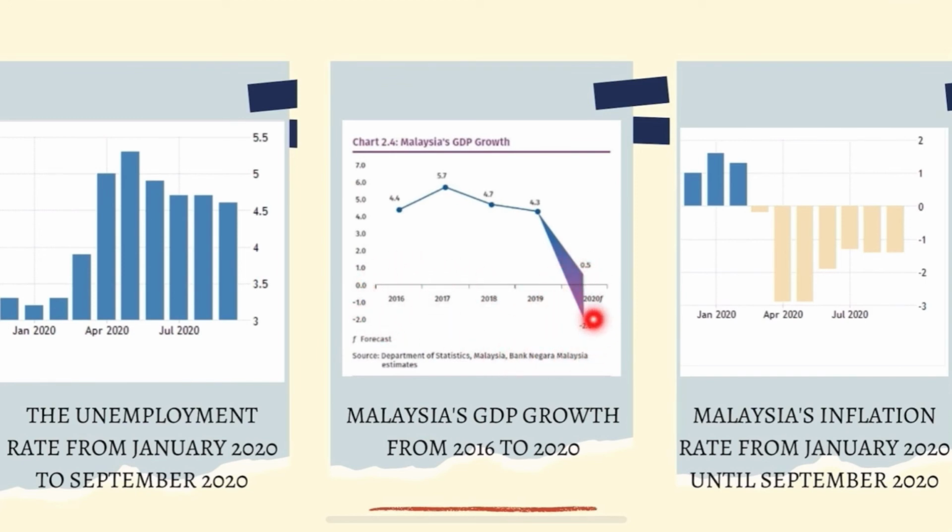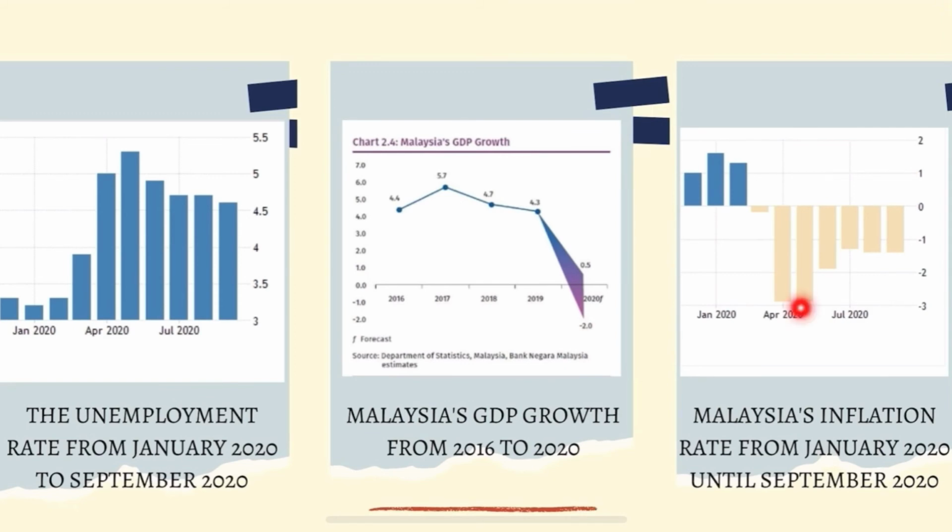This second graph is a line graph that shows Malaysia's GDP growth from year 2016 to 2020. Before the pandemic occurred in year 2020, the GDP growth from year 2016 until 2019 shows positive percentages, above 4.3%, but in year 2020 it is forecasted to be negative 2.0. It shows a bad economic performance for Malaysia.